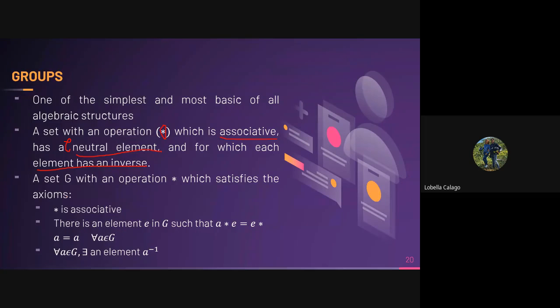Ganun po yun. So, ano yung mga axioms? Ang axioms ay yung operation must be associative. Meron siyang element E in G such that ito. Sorry, bumaba. Ganito yan. This one, hindi yan ganyan.